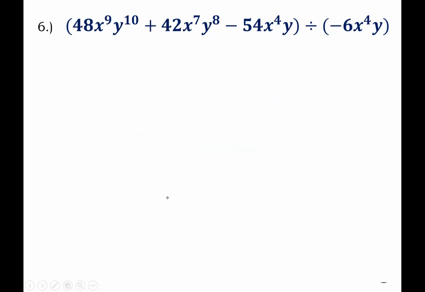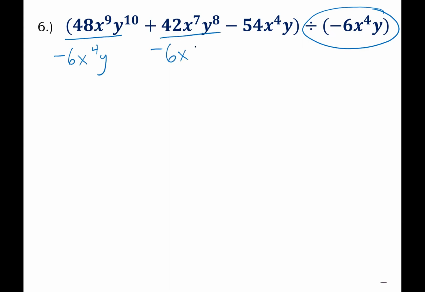So here's one more similar to that. We're still dividing using this traditional division symbol. This time we're dividing by a negative. And this time our 2 variables are x and y. So we're dividing everything by negative 6 x to the 4th y. So just like last time, I'm going to rewrite this and put each term over negative 6 x to the 4th y, negative 6 x to the 4th y, negative 6 x to the 4th y. So get ready to change your signs as you're dividing.